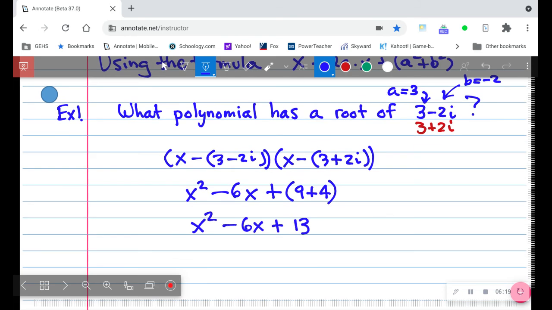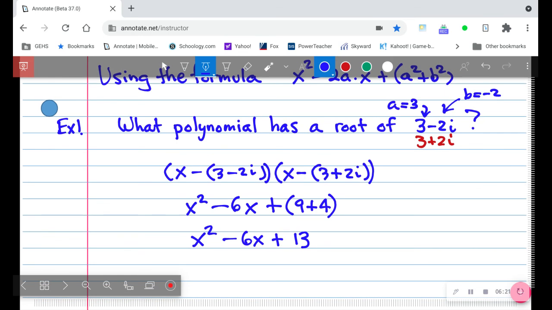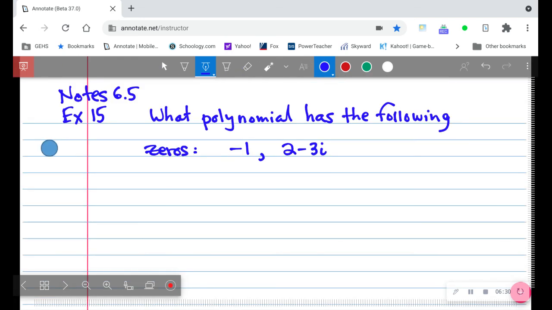That polynomial, if you ran it through the quadratic equation, would have the two answers given, 3 minus 2i and 3 plus 2i. So now we finally turn our attention to the last two problems in the notes. Example 15 looks like this. I've abbreviated a little bit, but these are the zeros that were given to us.